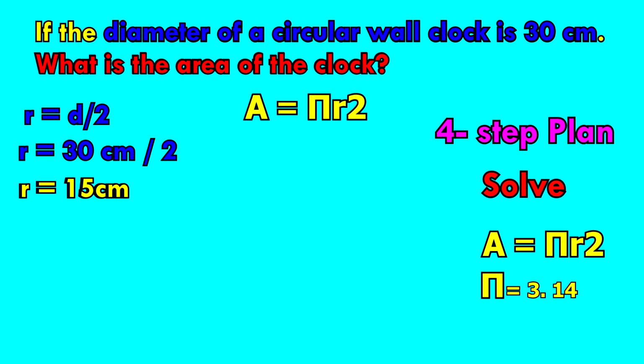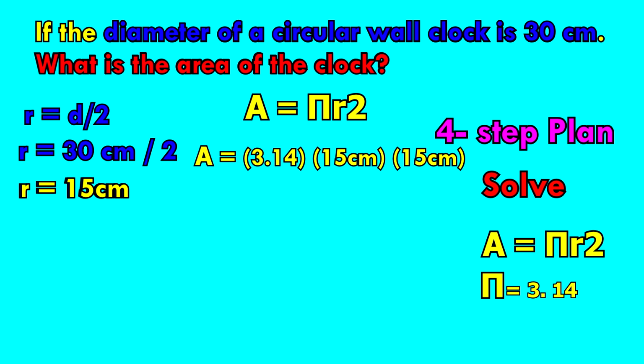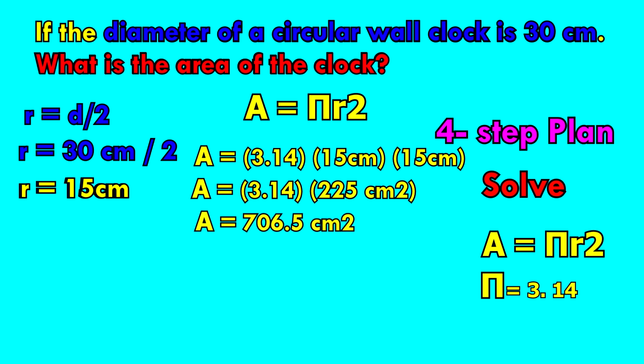So A is equal to pi r squared, where pi is equal to 3.14 and the value of the radius, which is 15 centimeter times 15 centimeter. So A is equal to 3.14 times 15 times 15, it's 225. Centimeter times centimeter, it's centimeter squared. Now, let's multiply 3.14 times 225 centimeters squared.